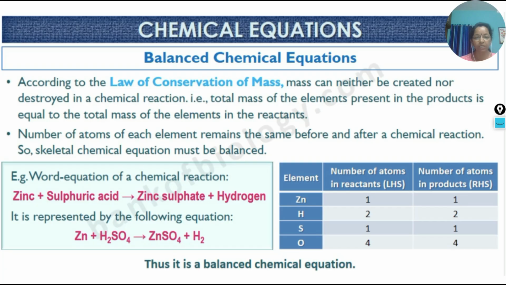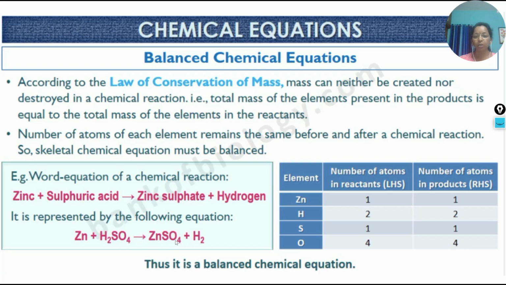The first step to balance a chemical reaction is shown here clearly. We have to draw a table like this, and write the equation. For example, the equation given here is zinc plus sulfuric acid. First, if the formula is not given, you have to find the formula. So here the word equation is given: zinc plus sulfuric acid gives zinc sulfate plus hydrogen. We are converting that into a chemical equation using chemical formulas: Zn plus H2SO4 gives ZnSO4 plus H2.